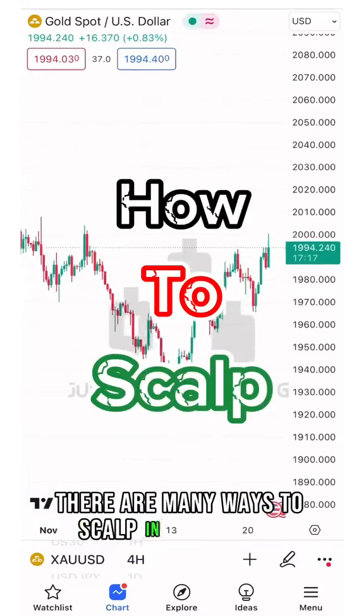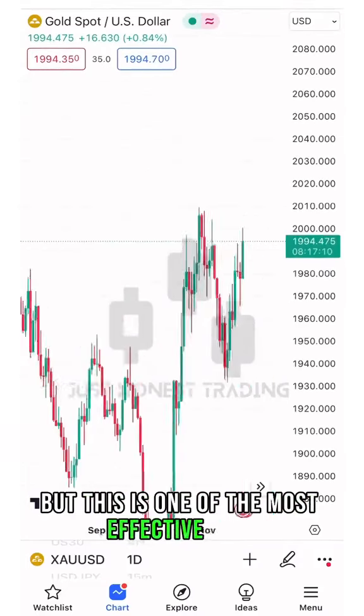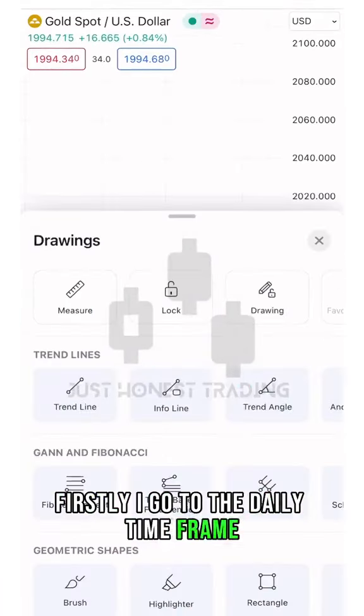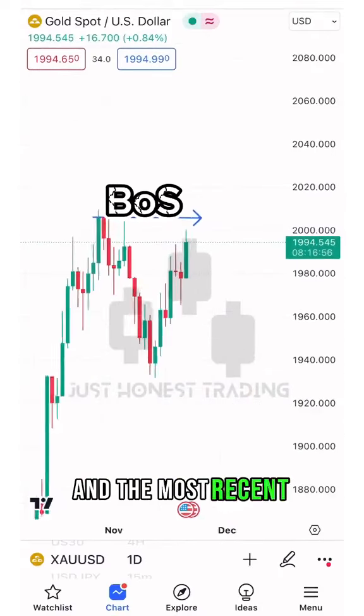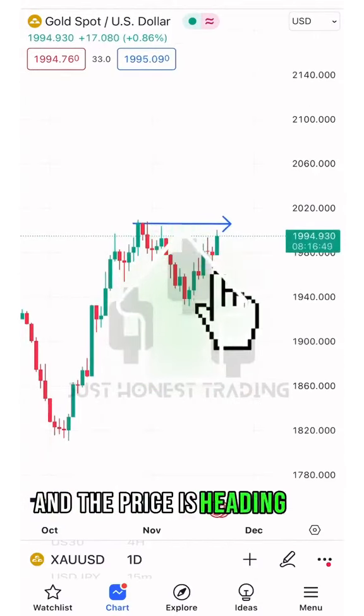There are many ways to scalp in the market, but this is one of the most effective ones. Firstly, I go to the daily time frame, and here I can see that we're bullish and the most recent candlestick is bullish as well, and the price is heading for that break of structure.